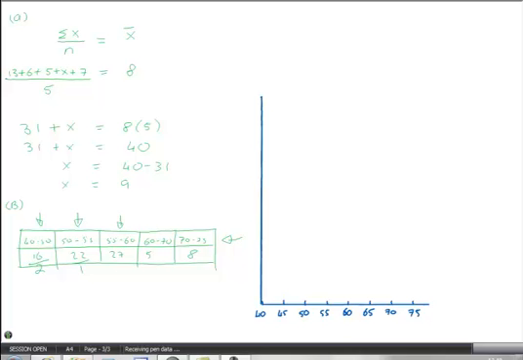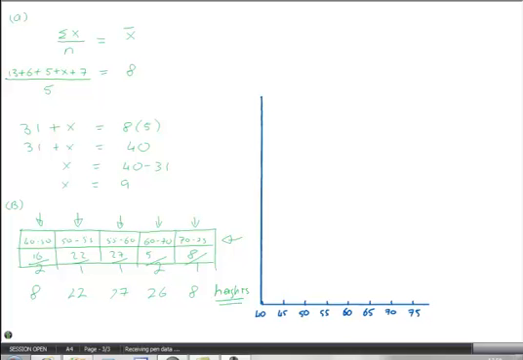Looking at the next interval, there's only 1, so I divide by 1. Next interval, how many 5s? There are 2, so this time I'll divide by 2. Final interval, there's only 1, so I'll divide by 1. And what that tells me is that 8, 22, 27, 26 and 8, these are my heights.